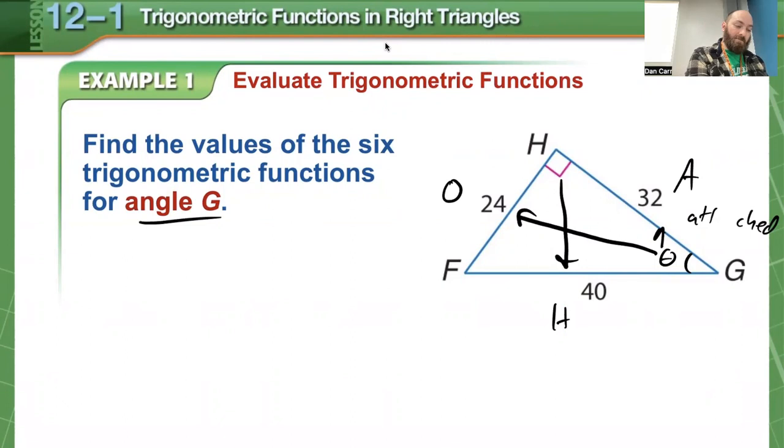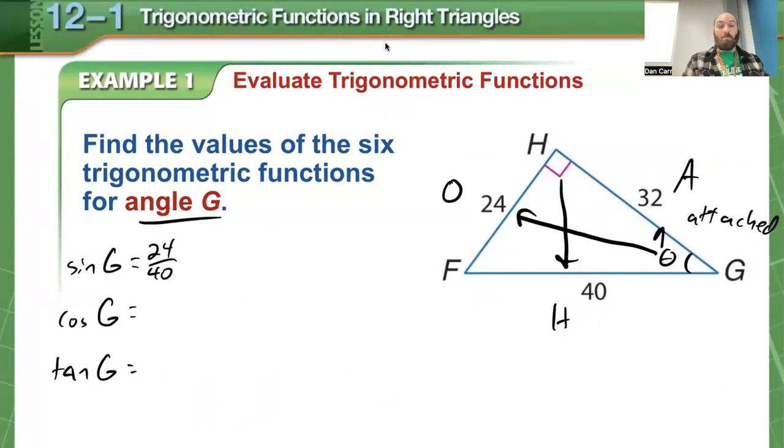Okay, so I just put an extra C in there. Let's take care of that. There we go. Okay, so adjacent, attached. That's how I like to think of that one. So if I set up my first three, I'll do sine of G, cosine of G, and tangent of G. Okay, so sine of G is going to be opposite over hypotenuse. So in this case, it's going to be 24 over 40.